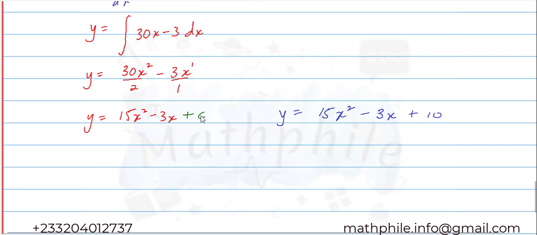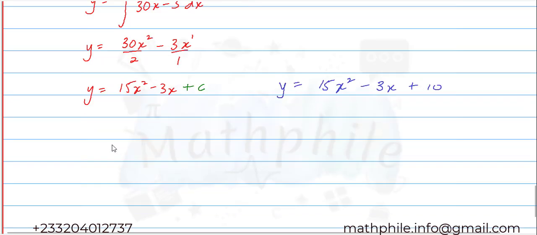There will be some instances where you'll be given something called initial conditions and other information to find this constant of integration. But for the meantime, anytime you integrate, because there is a possibility of a loss of constant, we need to add the constant c to it.